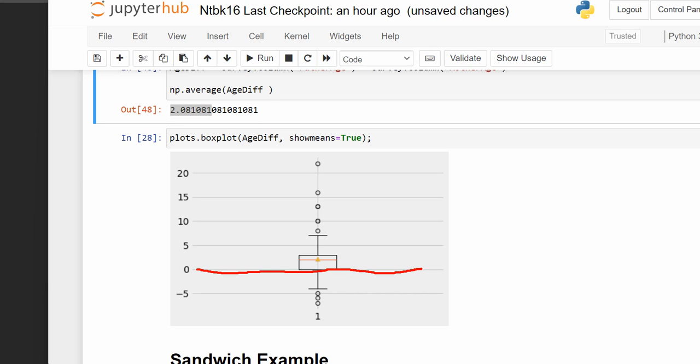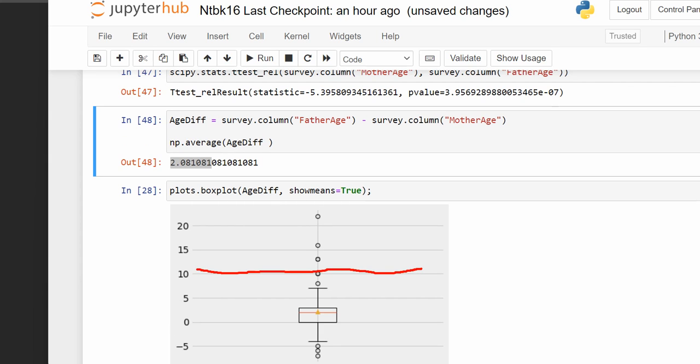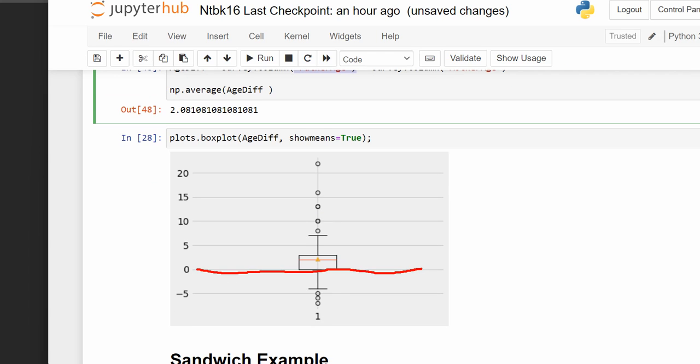And how did they do this age difference? I have to look at this. Sorry, oh, they did father minus mother. Okay. So then these portions of the graph above 0, where that difference is above 0, that's where the fathers are older. And the portion of the box plot below 0, that's where the mothers are older.